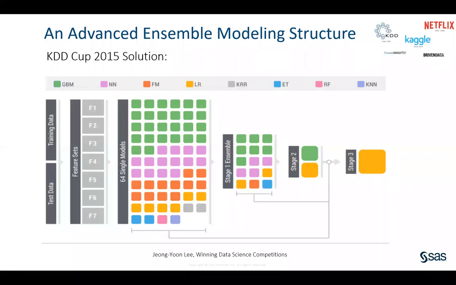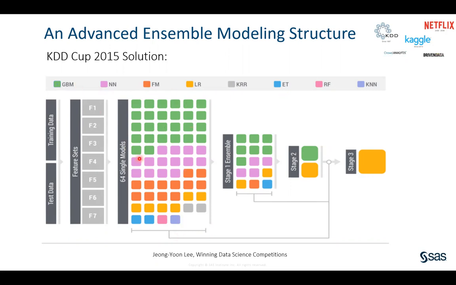Another popular data science competition is KDD Cup. Here you see the winning solution for the 2015 competition, where a three-stage stack modeling approach is used. To add further diversity, instead of using a fixed set of features, they generated 7 different feature sets and trained 64 models. At stage 1, 64 single models are fit by using various machine learning models, including neural network, forest, gradient boosting, and such.